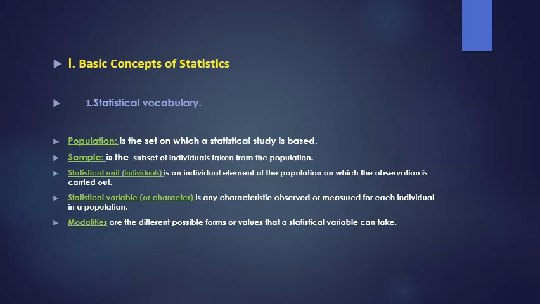Each element of the population is called a statistical unit or individual, and observations are made on these units. A statistical variable is a characteristic measured on each individual, such as age, height, etc. Finally, modalities are the possible values or categories that a variable can take.